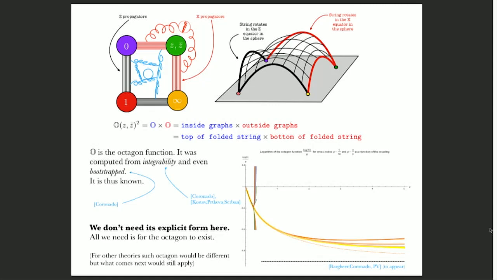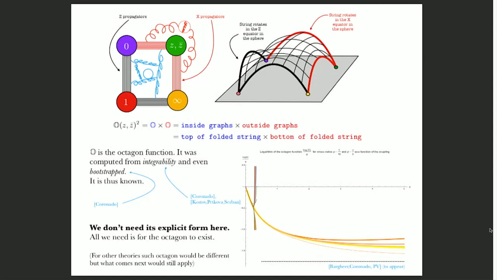We know it, it's defined by the inside of the graphs, and I want to keep it as is, because for other theories, maybe we cannot compute it, but we can still define it as the inside of these square graphs, and these combinatorics that I'm going to tell you about would apply for other theories as well. But in N=4, we can compute this function that's a function of the cross ratios and of the 't Hooft coupling. So for example, here is a plot of the octagon.